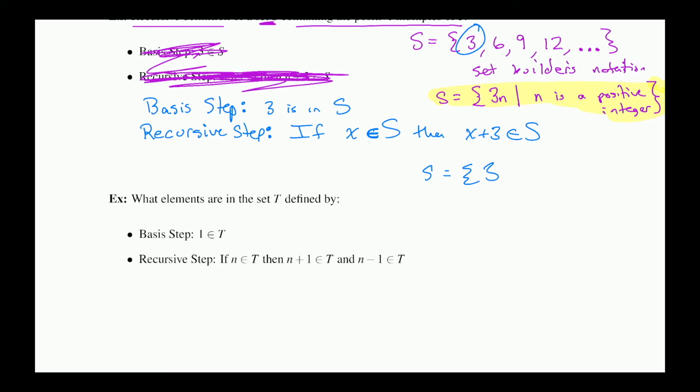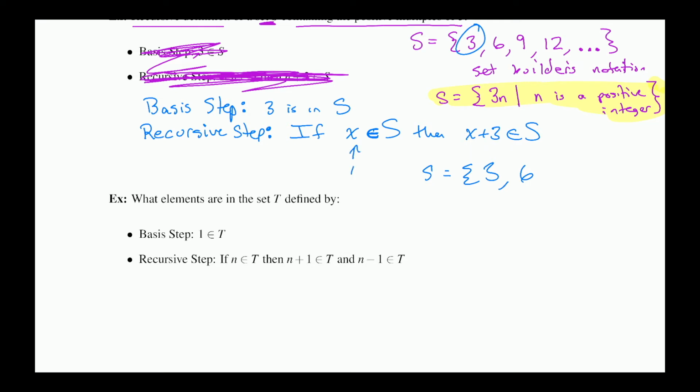And my recursive step says, if X is in S, then X plus 3 is in S. So just imagine putting a 3 right here. Well, 3 is in S. So 3 plus 3 is in S, right? So that would mean 6 is in S. Well, now you've got two things in the set. So you go back to the beginning and you say, well, now I've got 3 and 6.